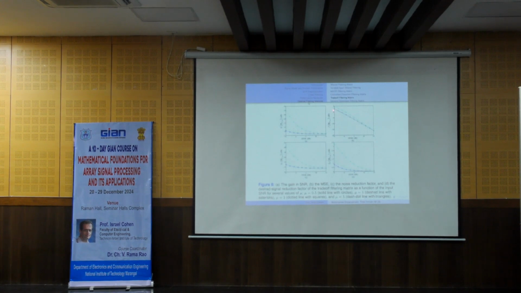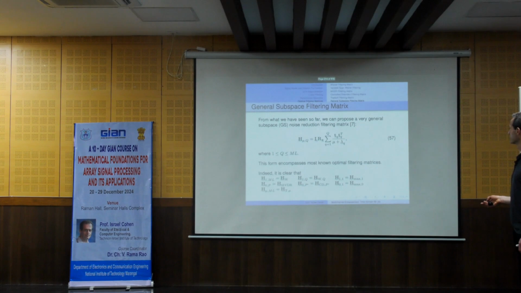Here, the minimal MSE will be obtained when mu equals 1, because mu equals 1 minimizes the total mean squared error. That's why the green line obtains the minimal MSE. Any questions?